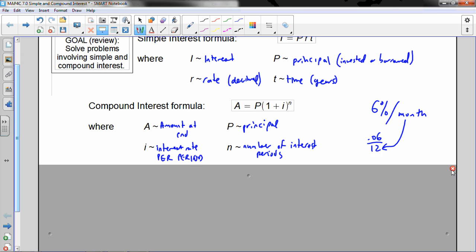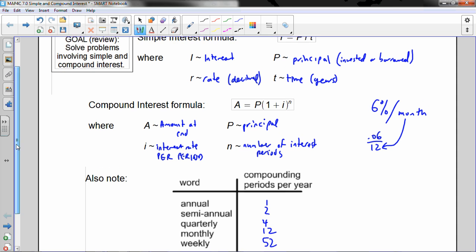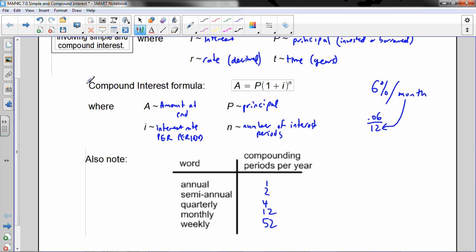And the last part of the 3-minute review talks about those words. Often in these compound interest questions, there's a word like the interest is compounded annually or semi-annually or quarterly or monthly or weekly, and here's how often interest is calculated and added to the account. Annually is once, twice, 4 times, 12 times, and 52 times, and hopefully you remembered those.